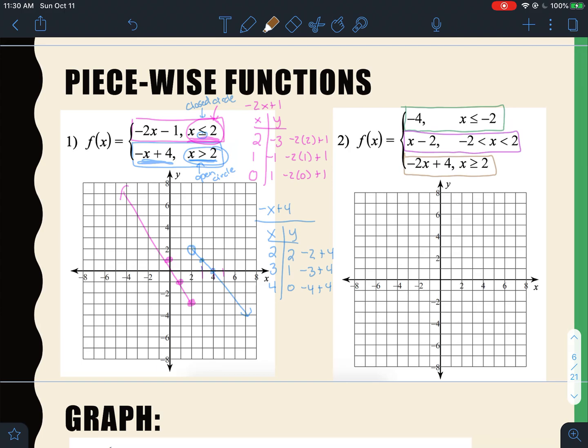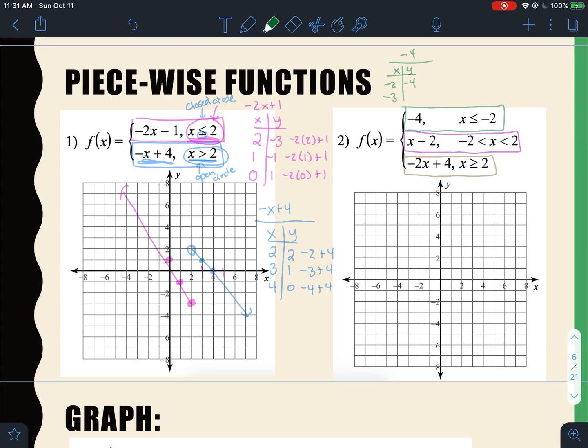So let's look at the pieces of this graph. So let's look at the green piece first. So it's saying that f of x, which is y, is always equal to negative 4 as long as x is less than or equal to negative 2. So let's do negative 2. It's saying the y value is always negative 4.